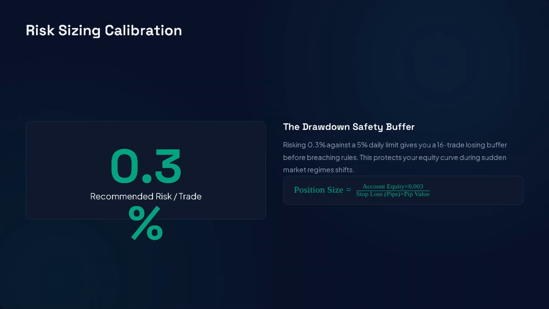For risk sizing, we recommend a 0.3% risk per trade. This creates a significant safety buffer, allowing for a series of losses without breaching your daily drawdown limits. Use the provided formula to calibrate your position size accurately.